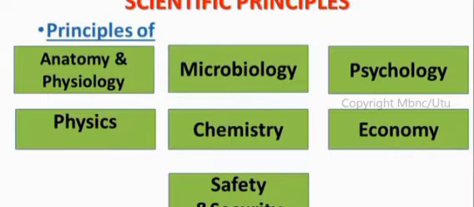Scientific principles. There are a total of 7 principles: principle of anatomy and physiology, microbiology, psychology, physics, chemistry, economy and safety and security.